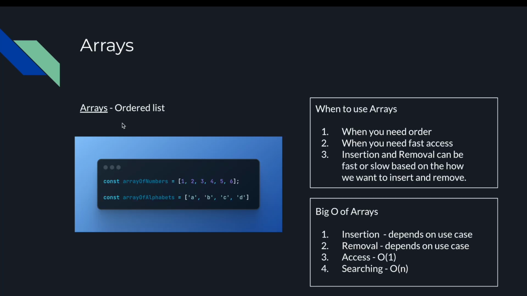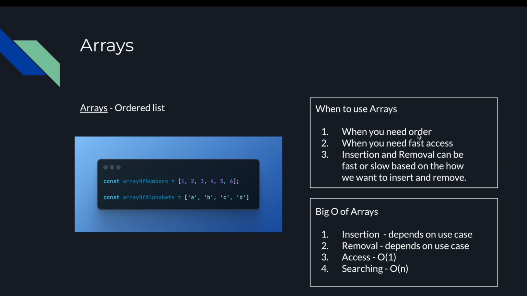An array is a type of list that maintains the order of its list items. For example, we have two arrays here: an array of numbers and an array of alphabets. Each of these array items has an index attached to it that starts from 0. Now let's see when we should use these arrays.